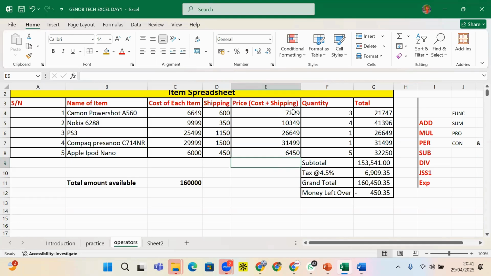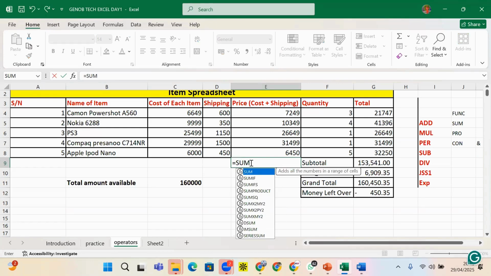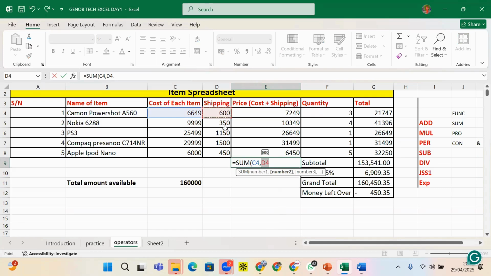we have sum of this and this to give us this, right? Which we use what? Equal to C4 plus D4. So we could also use the sum function and say equal to summation this, right? Comma, and this, instead of using plus or the colon, we can use comma. It will still work for us. And I close the bracket, enter.